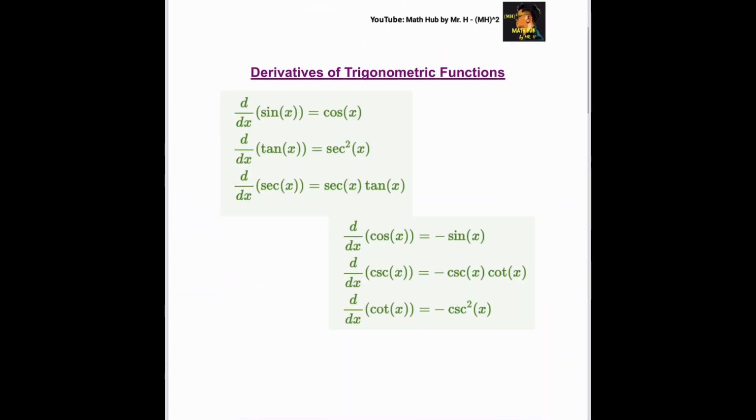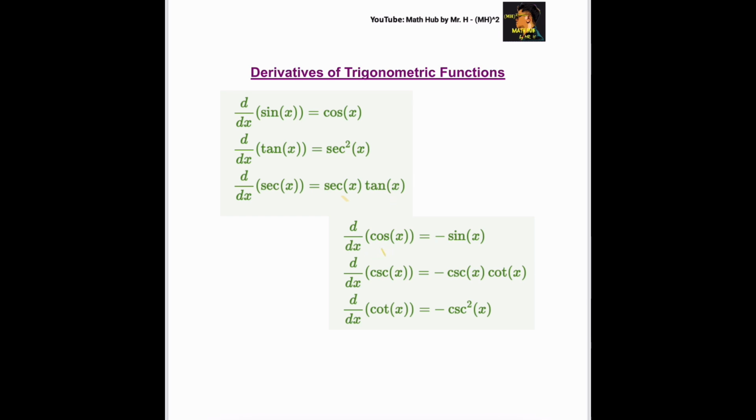These are the things that you need to remember. Derivatives of trigonometric functions. For the first one, the derivative of sine x with respect to x is equal to cosine x. The derivative of tangent x is equal to secant squared x. The derivative of secant x is equal to secant x times tangent x.